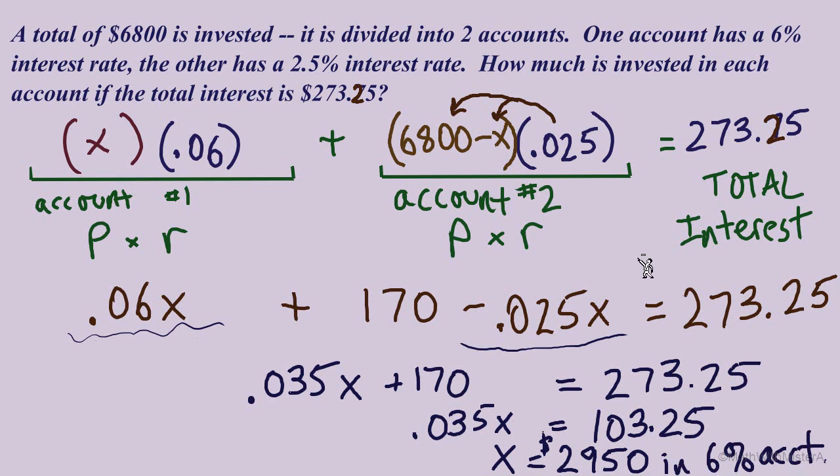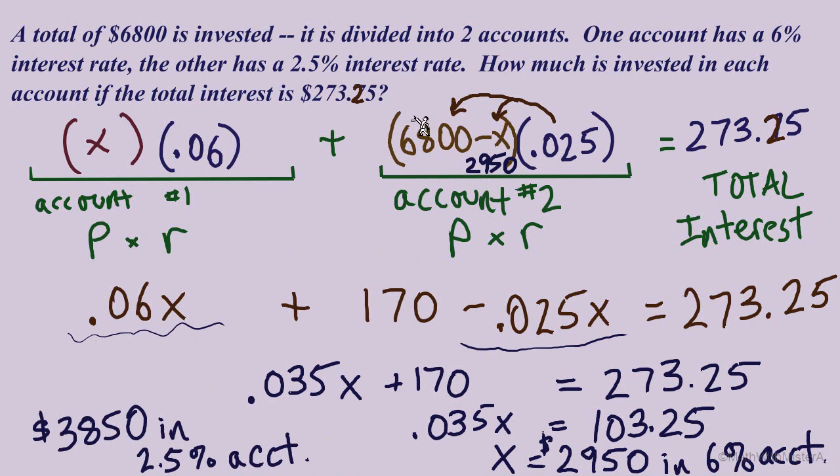6% account. How much is in our other account? We had been using 6,800 minus x as the expression to represent that amount, but now we can actually calculate the difference. 6,800 minus x, now we know, is 2,950. So we'll subtract and see that we're left with $3,850 in account number 2, the 2.5% account. So we've answered the question in this problem, how much is invested in each account?